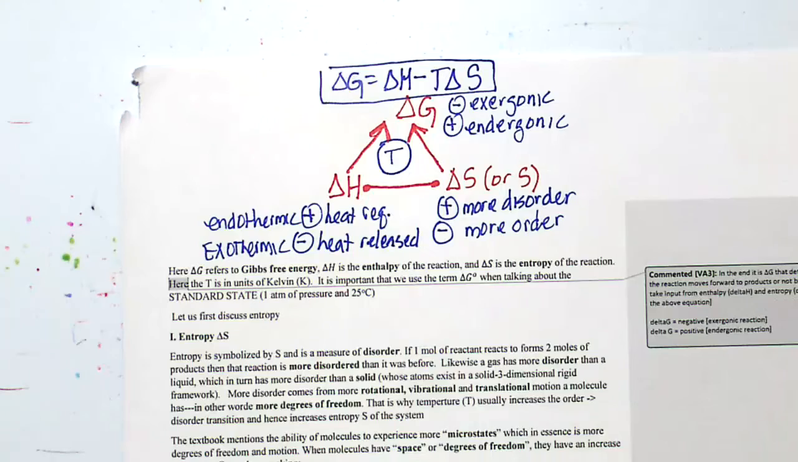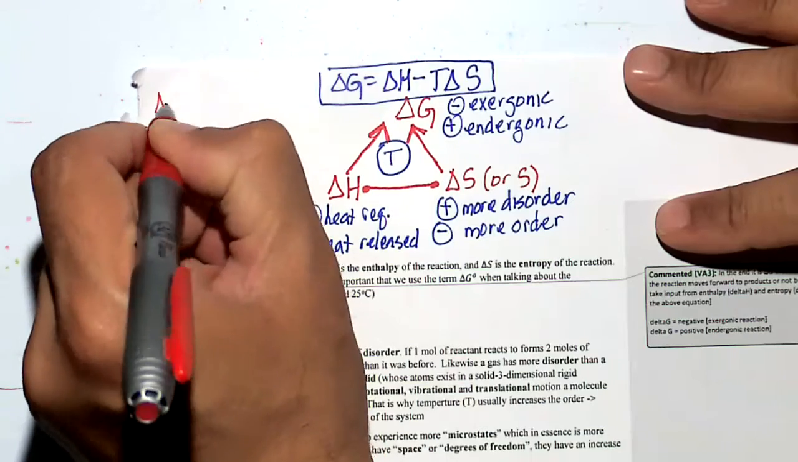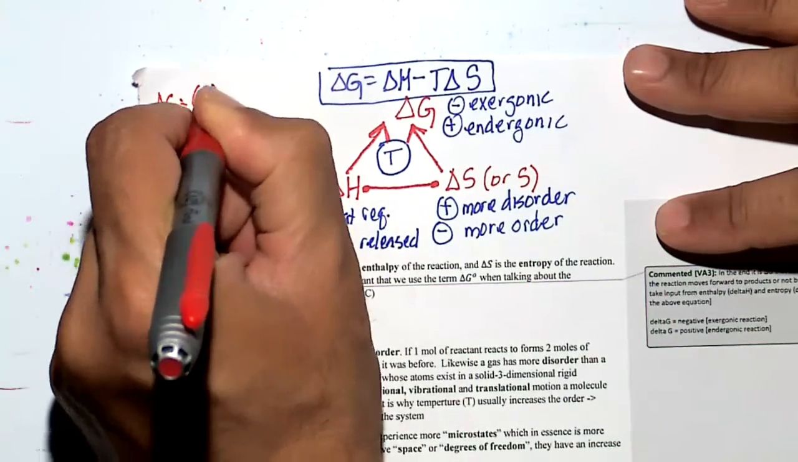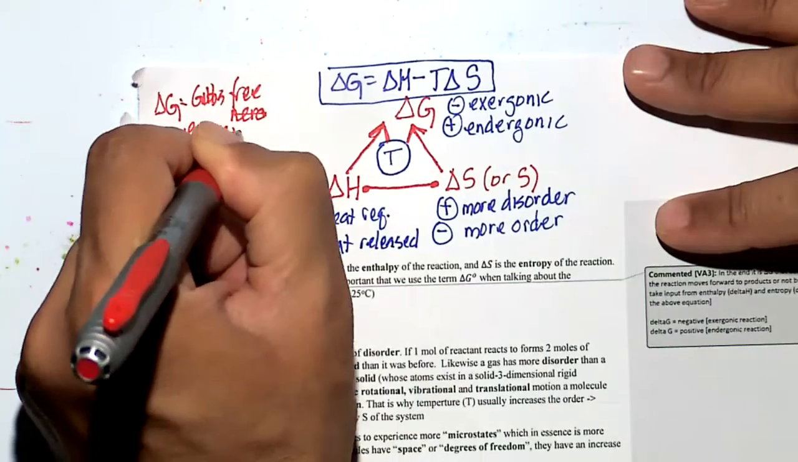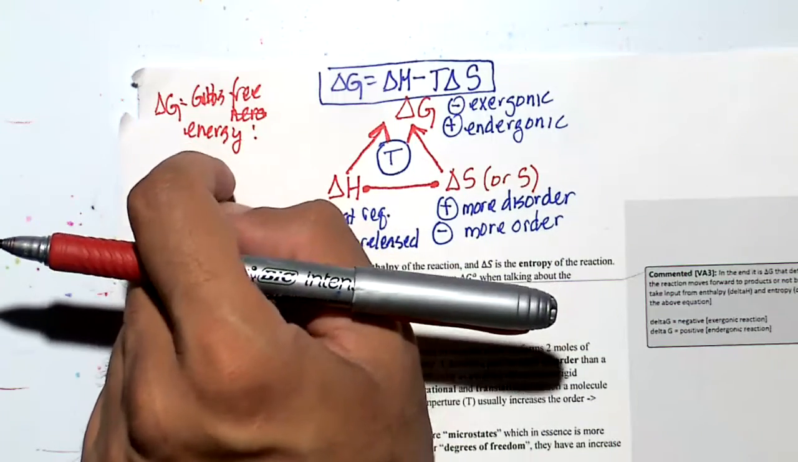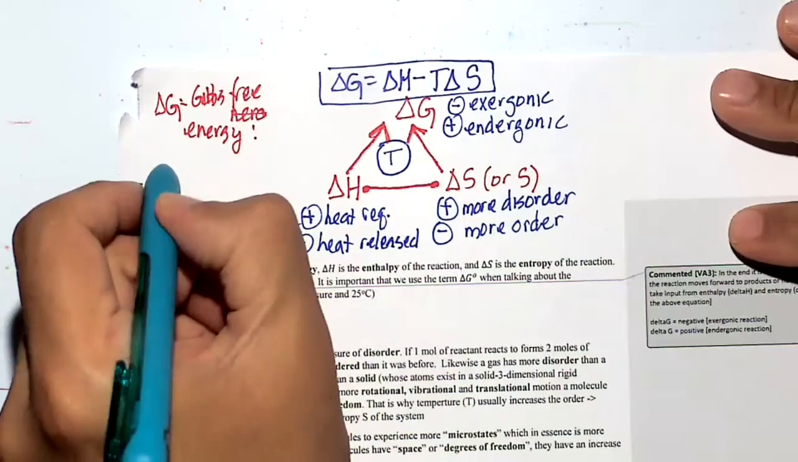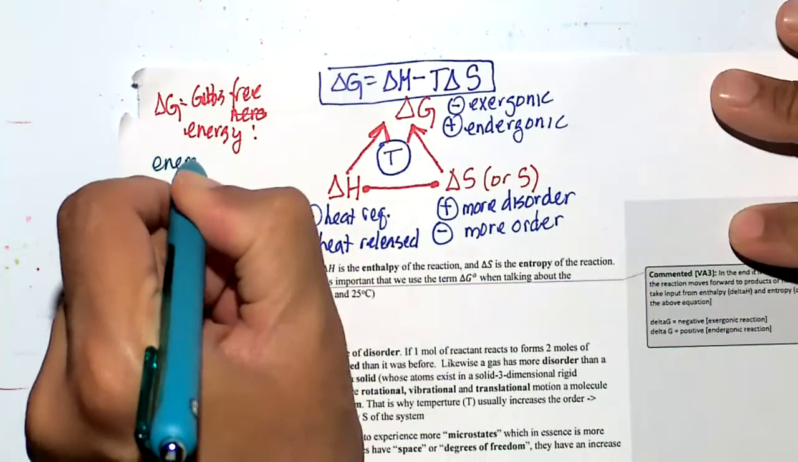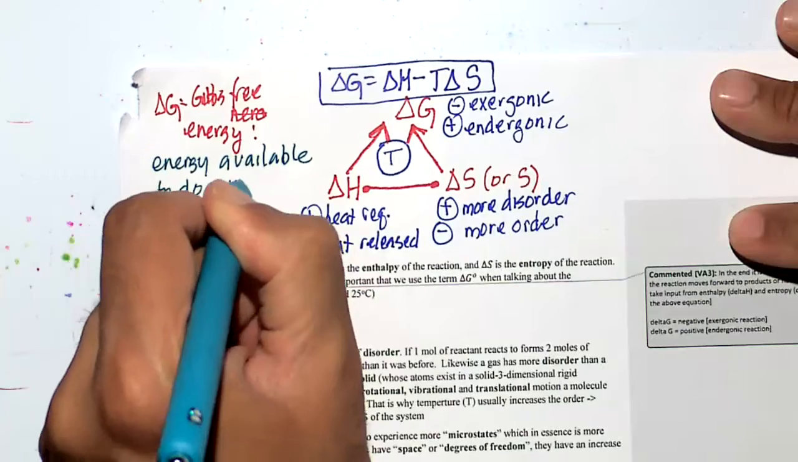Okay, let me define Gibbs free energy for you guys. You may see this when you take your MCAT or any of the other exams. Delta G stands for Gibbs free energy. I guess the guy who discovered this, his name is Gibbs. And this is energy that's available to do work. I'll put work in capital letters.